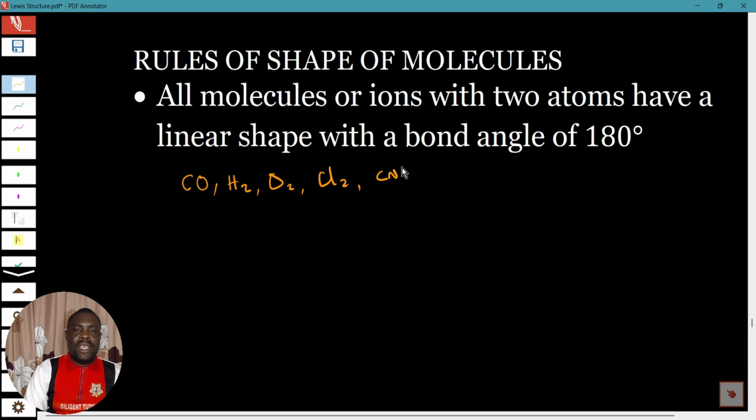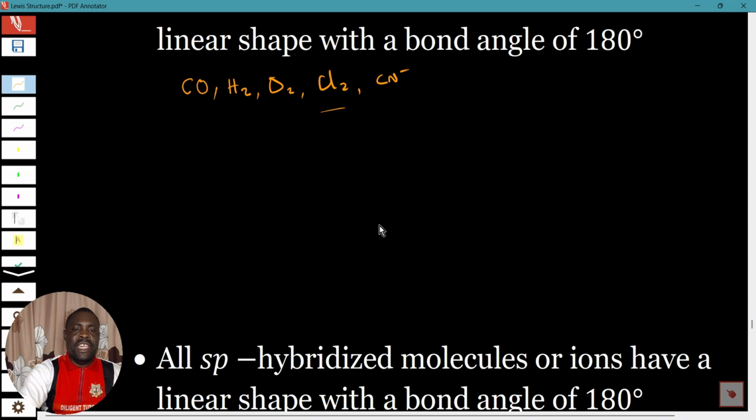Look at CN-. One thing is common with all these species: they contain only two atoms. Any species that contains only two atoms will have a linear shape. So the shape of CO, H2, O2, Cl2, CN-, every one of these species will have a linear shape and their bond angle will be 180 degrees. So all molecules or ions with two atoms have a linear shape.